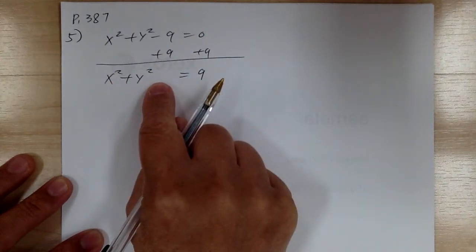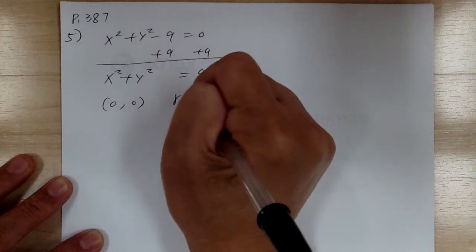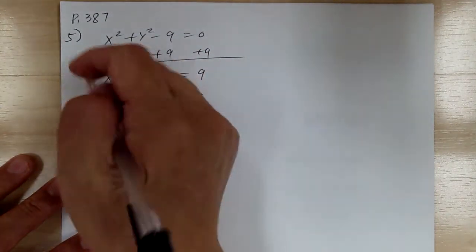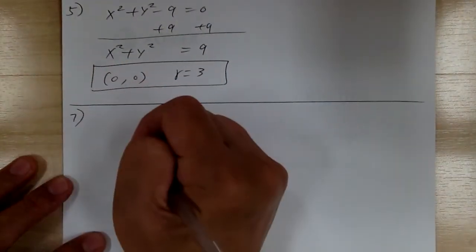So this already completes the square. So the center is going to be at (0, 0). Radius is equal to 3, because this is r squared, so take the square root. So you get r equal to 3. Okay, and that's it.